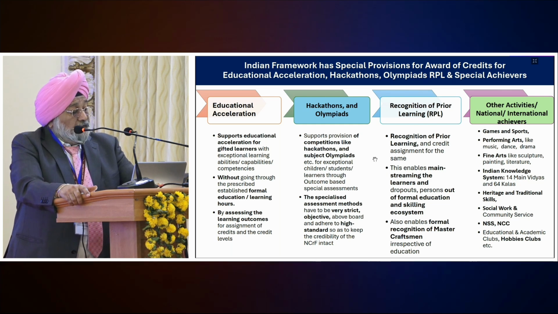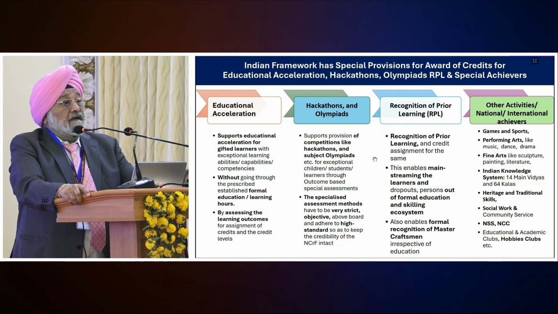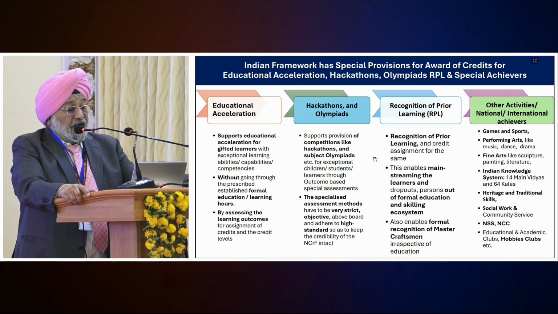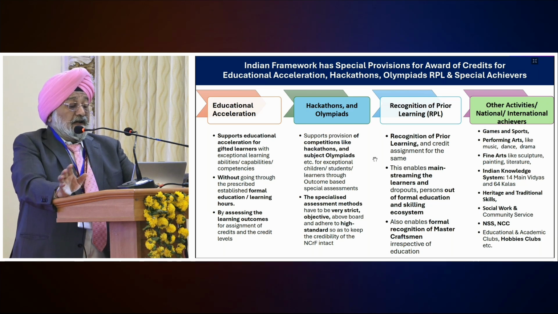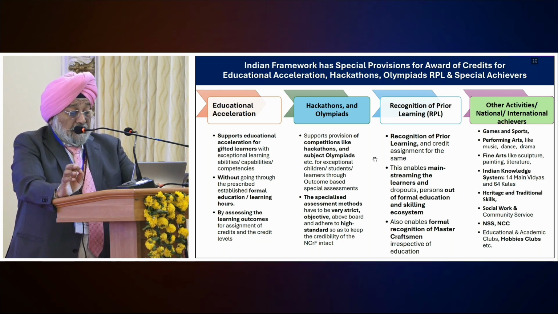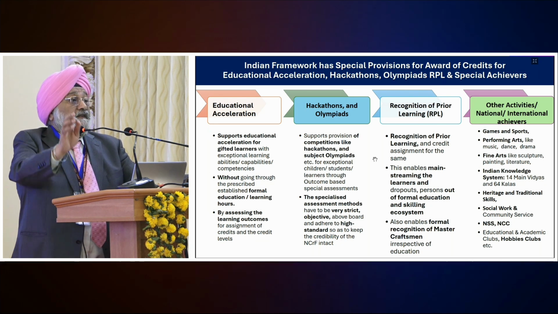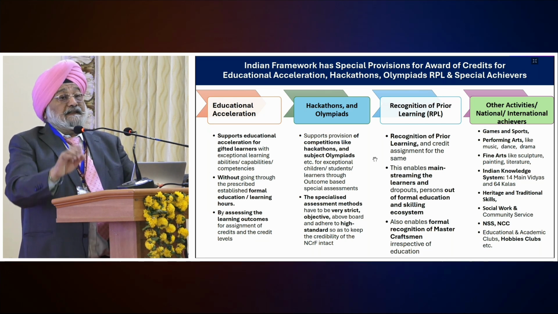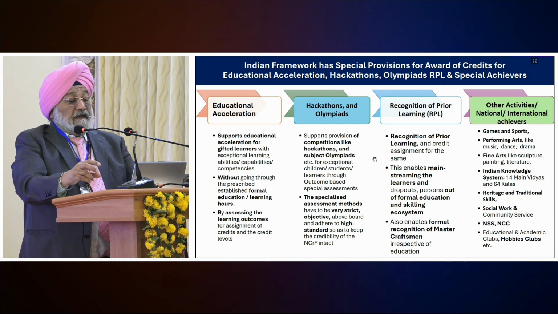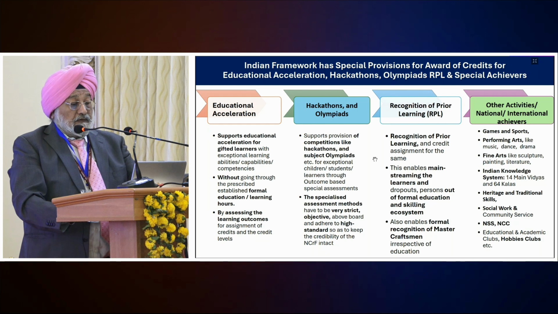Similarly, you have the provision for educational acceleration in the NCrF. You have provision for hackathon and Olympiads. You have already detailed guidelines issued by UGC on recognition of prior learning. And other activities can also be creditized, for example, games and sports, performing arts, fine arts, Indian knowledge system, heritage and traditional skills, social work and community service, NSS and NCC, educational and academic clubs, hobbies club, etc. Whatever student is learning can be creditized, and you can specify that in every semester you will count these as 2 credits. Two credits he can take from this, or 3 credits he can take from this. And you can go ahead with this.